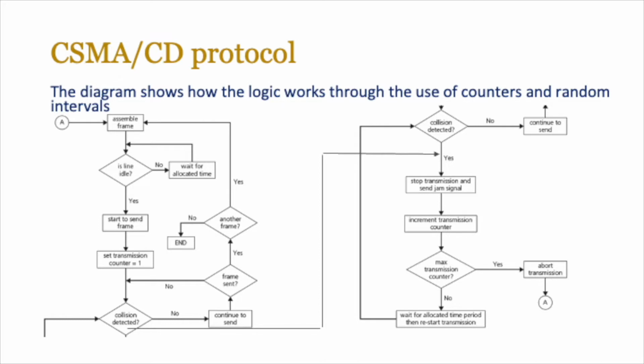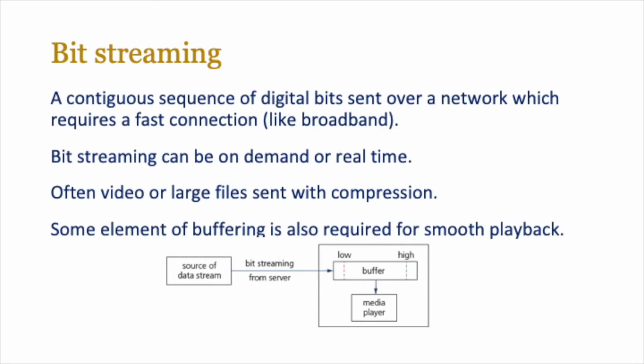So you need to know how it all works, what CSMA/CD stands for, and what happens when it detects a collision. It stops the transmission, it sends out a jam signal, it waits for a random allocated time period, and then it starts either retransmitting or it'll keep updating the transmission counter until it reaches the max transmission counter, and then it aborts the transmission. That's all you need to know about CSMA/CD. Hopefully that is clear. Now let's move on to bit streaming.